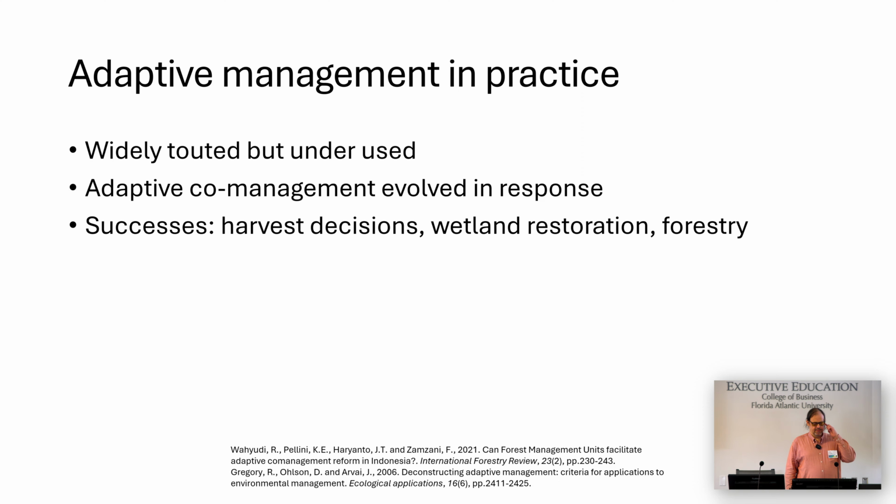And so adaptive co-management kind of evolved in response to this, and this is more looking at it as a group thing, with NGOs, industry, and government coming together to implement an adaptive management process for environmental management. And you can find some great literature about harvest decisions, wetland restoration, and forestry successes, especially with some of the hunting and fishing decisions made.